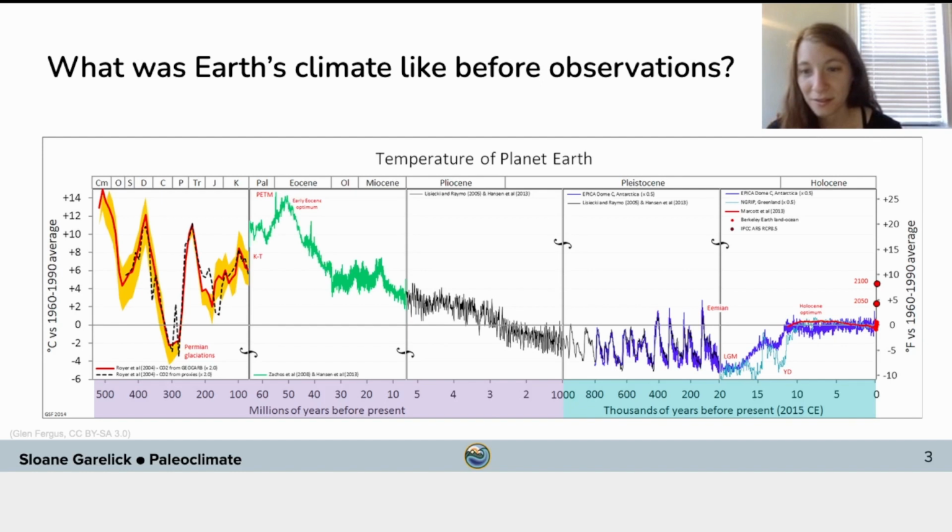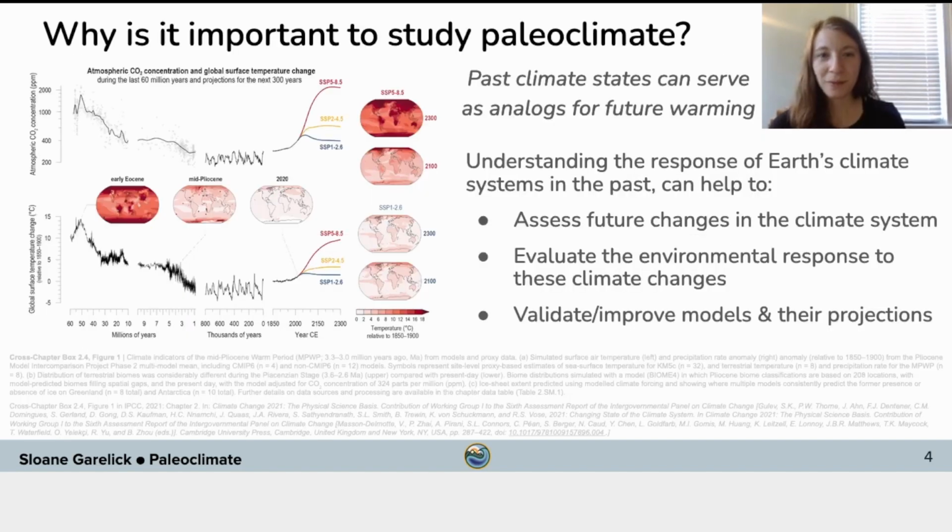And just to kind of orient ourselves, all the way on the right is present day, and the red dots are indicating future projections of temperature change, which we'll talk about in later days of this course. For now, we'll focus on the past changes and thinking about how we can reconstruct temperature and other climate variables using paleoclimate records. So why is it important to study paleoclimate?